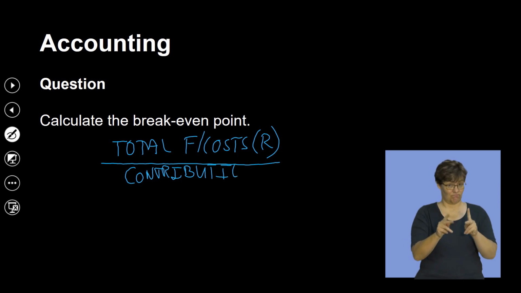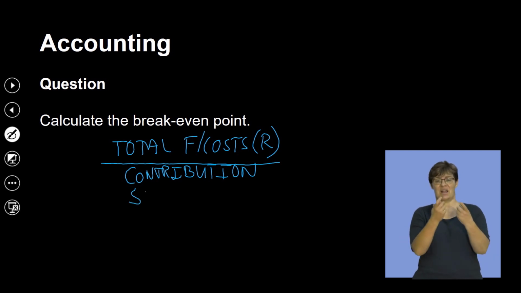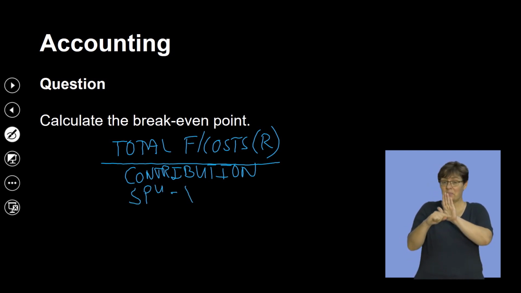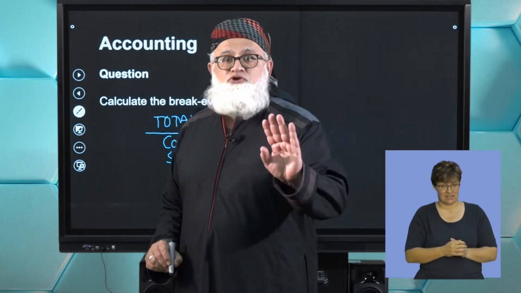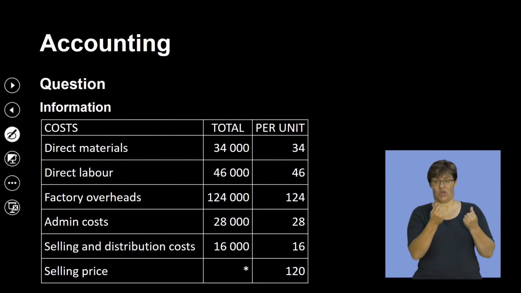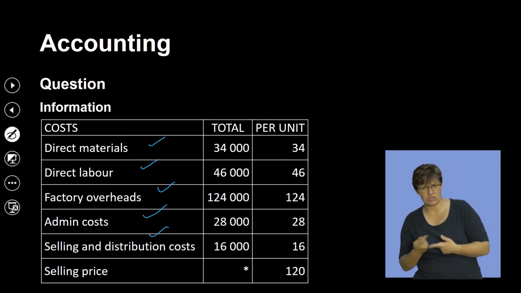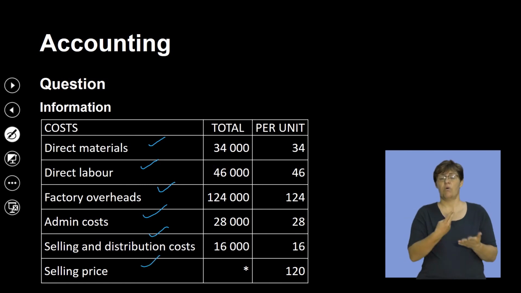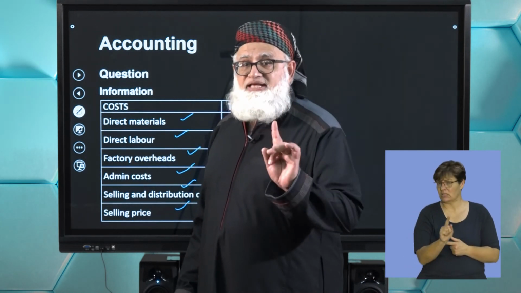Okay? And what is your contribution per unit? It's your selling price per unit minus your variable cost per unit. That's important. So, you must know this indicator, and you must understand it as well. So here's my cost information, I'm told. There's my direct material, my direct labor, my factory overheads, my admin cost, my selling and distribution, and my selling price per unit. Okay. I'm now expected to work out the break-even point.